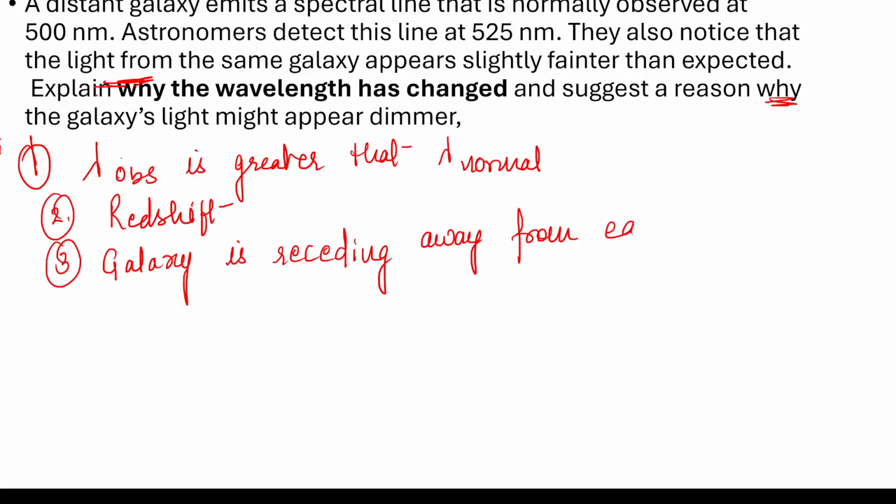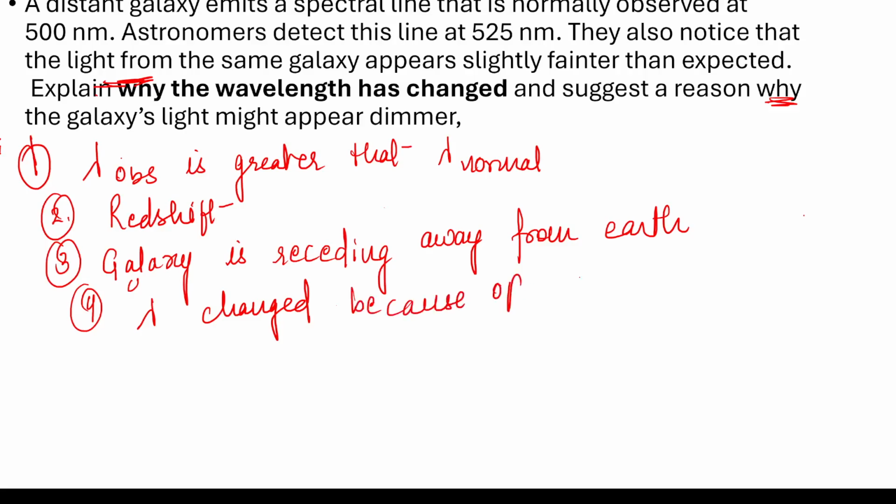So you explained the first point, why the wavelength has changed, and because of the Doppler effect, you can also write: the wavelength changed because of the Doppler effect. They are interested in you writing this word, so you have to specify the word Doppler effect.